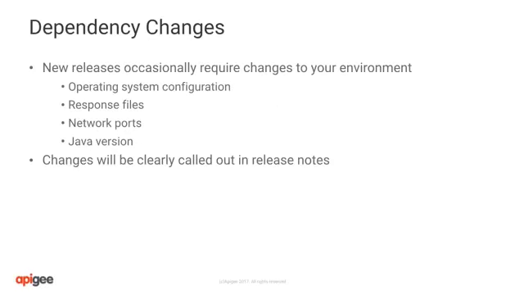New releases occasionally require operating system configuration changes, such as adding a new software repository, or response file changes, such as adding a new variable. Review the release notes for each release carefully to determine whether any changes are needed before you upgrade the software. Port requirements for Apigee services should generally stay constant over time, but the release notes will clearly call out any changes to network configuration if they occur.